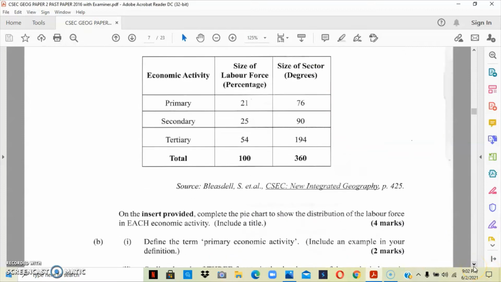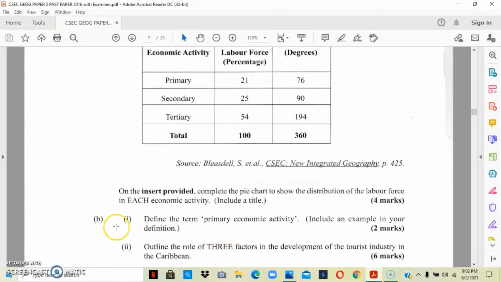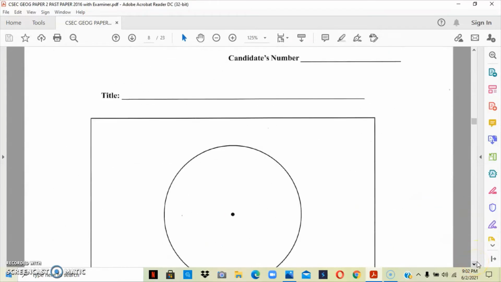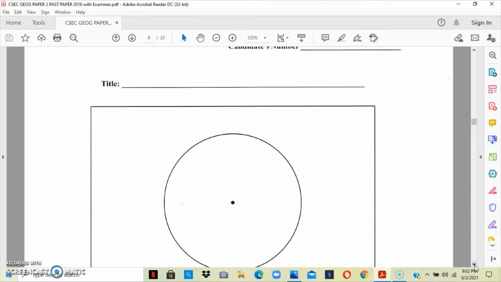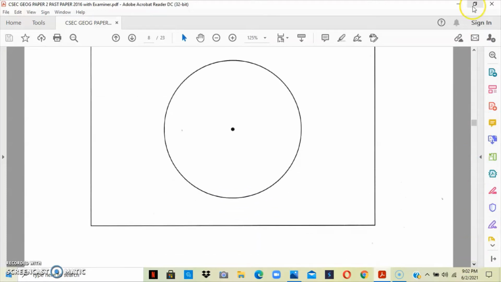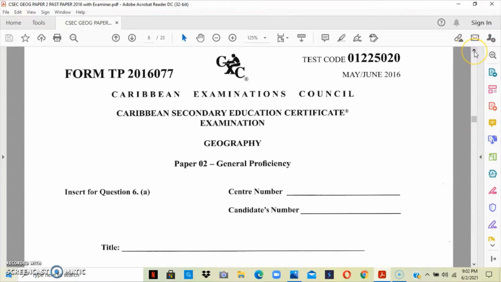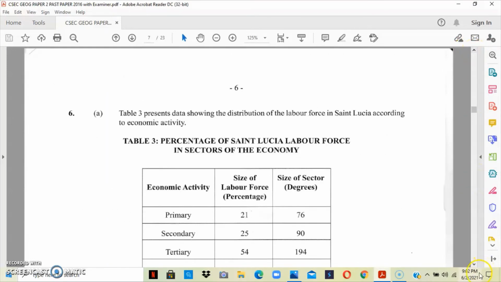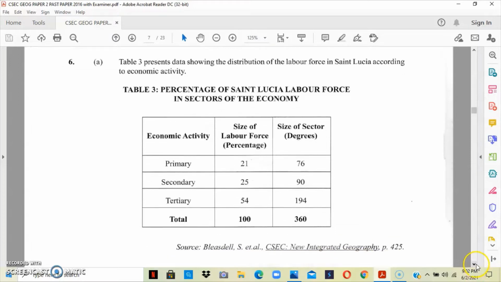Now, let us go down to the first question. Now, on the insert provided, you are to complete the pie chart to show the distribution of the labor force in each economic activity. So the pie chart that is given is down here. So based on the information presented above, you are to create a pie chart for it. Now, in order for you to create the pie chart, you have to use the size of the sector, the one in degrees. So you have to use the third column data to create the pie chart.